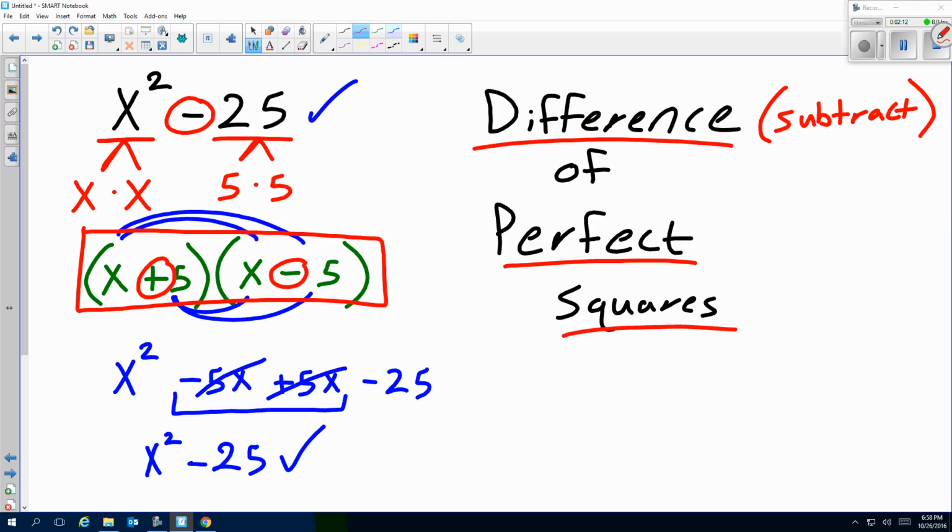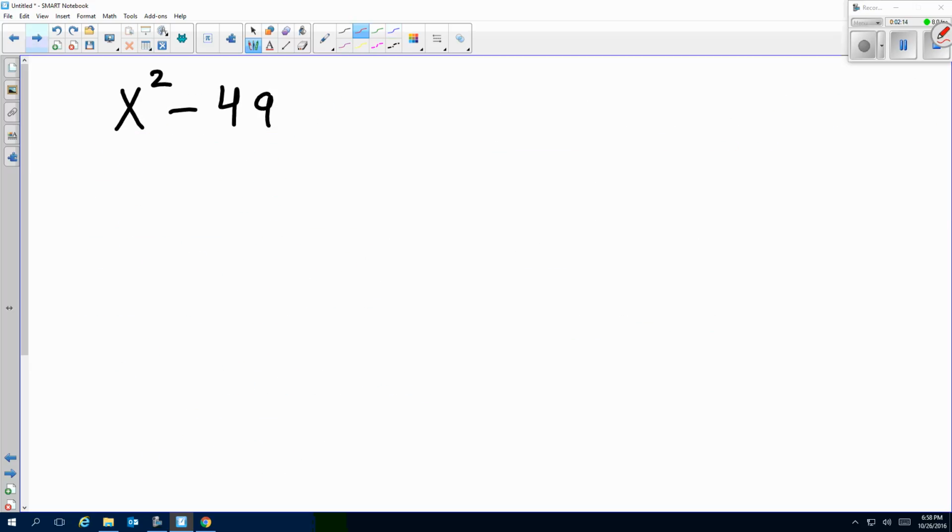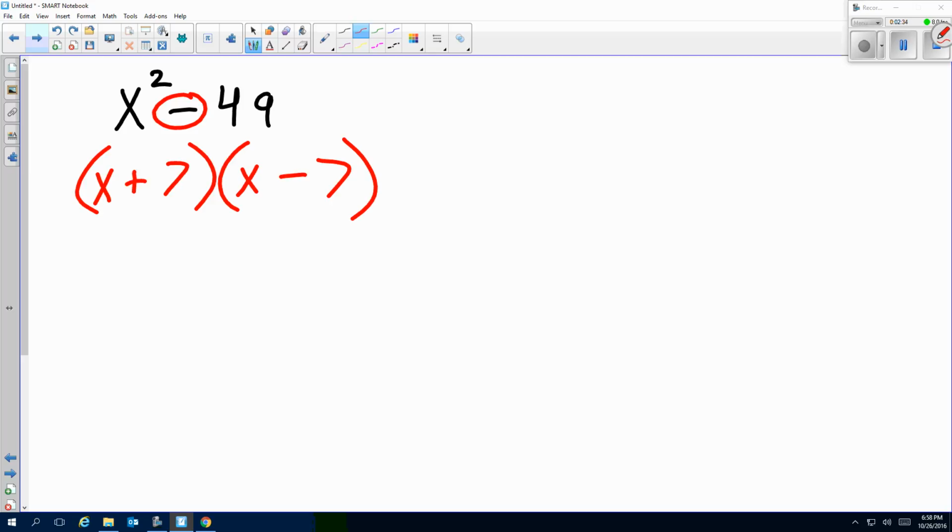Let's try another one a little bit faster. What if I give you x squared minus 49? Well, 49 is a perfect square. It breaks into 7 and 7. X squared is a perfect square. It breaks into x and x. And because it's the difference, we have different signs, one positive and one negative. If you don't believe me, go ahead, multiply it out. Tell me what you get. If you do believe me, come on now, let's circle it and box our answer.